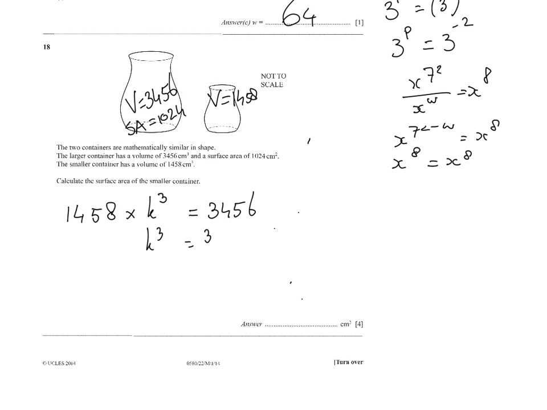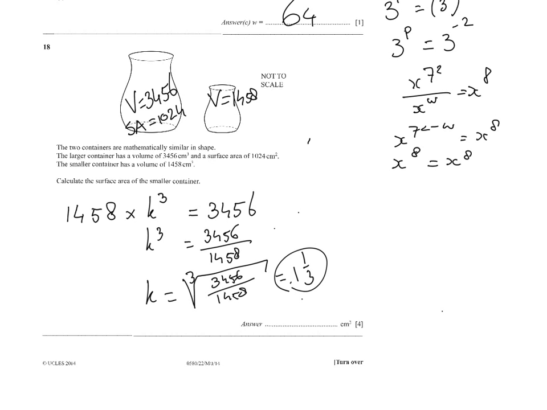So k to the power 3 is 3,456 divided by 1,458. I'm just going to plug it in my calculator. 3,456 divided by 1,458 equals. And that gives me a lot of numbers. I'm not going to write those down. So I'm just going to say now that k, the scale factor, equals the cube root of 3,456 over 1,458. So in my calculator I do now the cube root of my answer equals, and then it gives me 1 over 3. So the scale factor is 1 over 3.